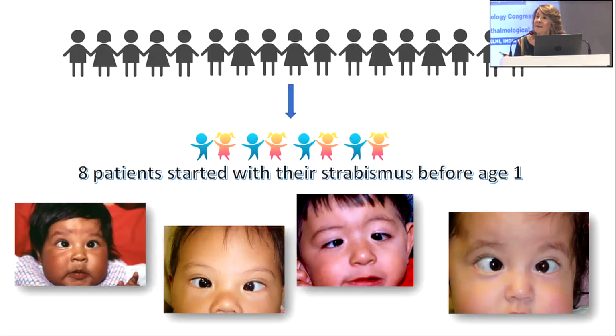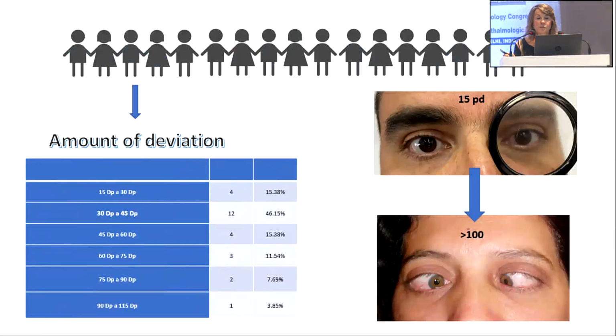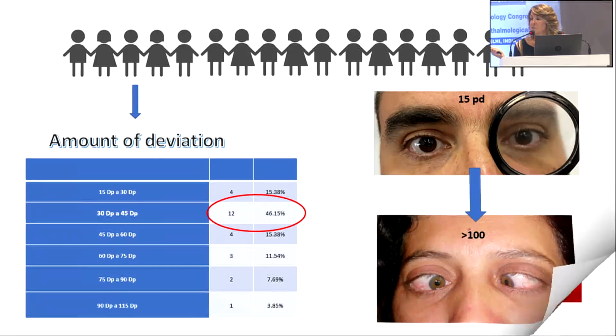Among these 26 patients, most of them children, we found 8 patients that started their strabismus before the age of 1, as an infantile esotropia. 10 of those patients were born premature, and 4 received laser treatment for retinopathy of prematurity. The amount of deviation was very variable, between 15 and more than 100, but most of the patients had a deviation between 30 and 45 prism diopters.